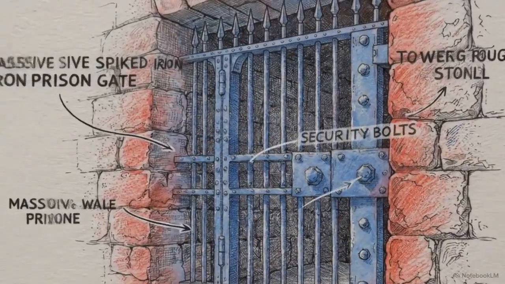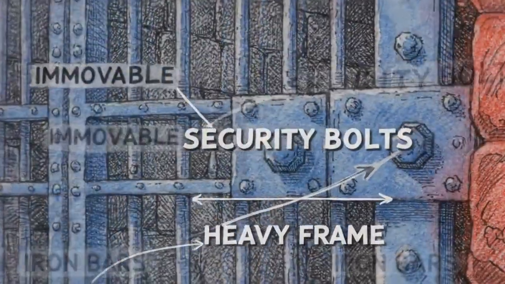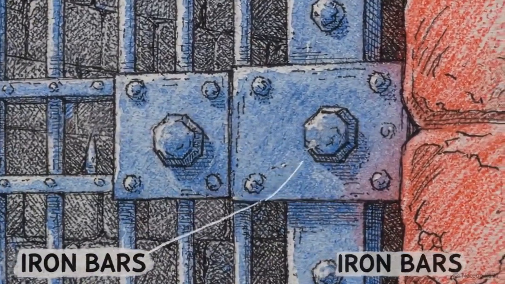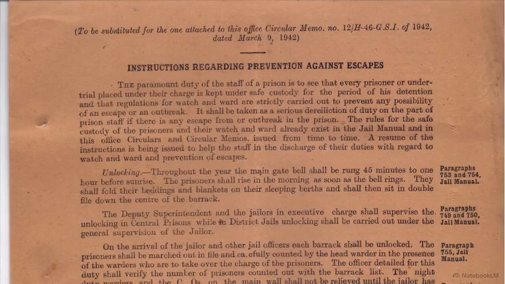In a 1940s maximum security prison, security was a manual process. Operations relied entirely on human observation and physical barriers, without the aid of digital monitoring or electronic overrides. This document, issued in 1942, provides detailed instructions for the United Provinces to prevent inmates from breaking containment.